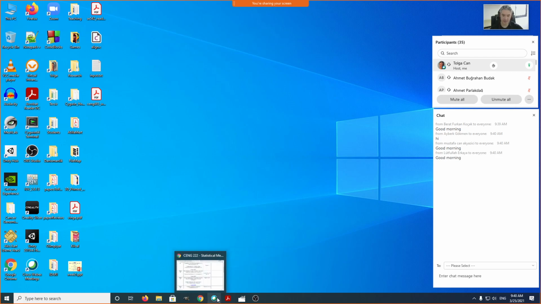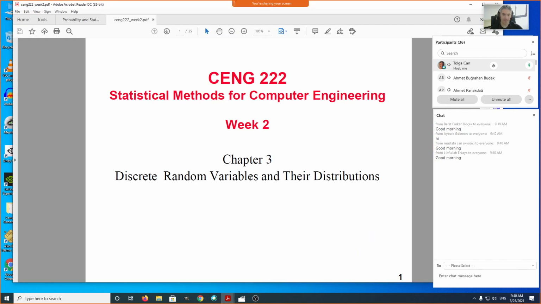Today, the plan is to start chapter 3, which is discrete random variables. We are going to introduce the term random variable, the concept of random variables, what they are, and I'm going to solve some examples. We are not going to talk about specific discrete distributions, but I'm going to talk about some general concepts about random variables, the expected value, variance, how we compute them, and what they mean. This is the plan for today.